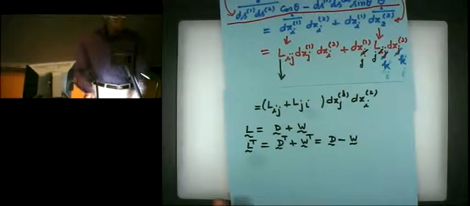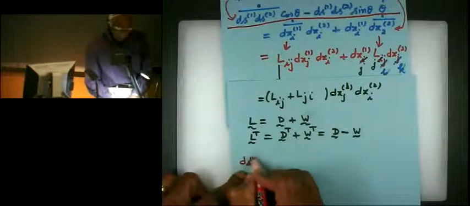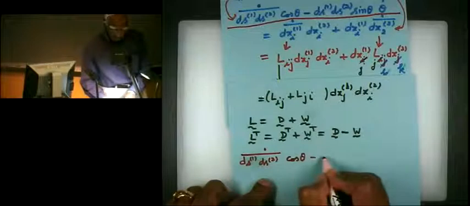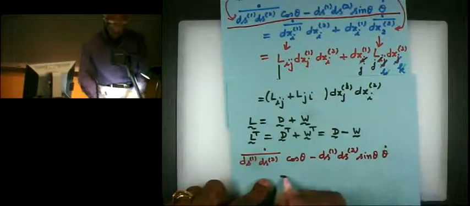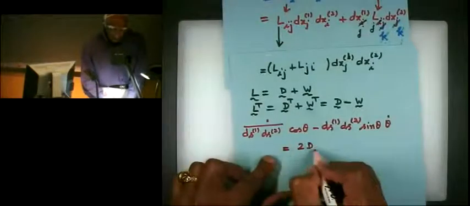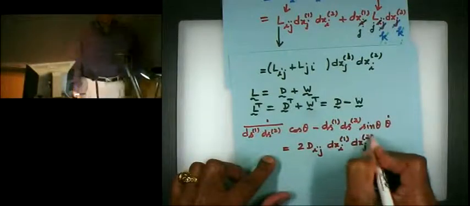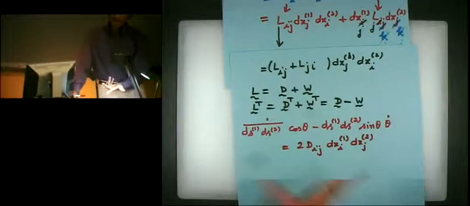Is it okay? So the end result is then ds1 ds2 cosine theta minus ds1 ds2 sine theta theta dot equals twice Dij dxi1 dxj2. And no, it does not make any difference whether I is on 1 or j is on 1, because D is symmetric.